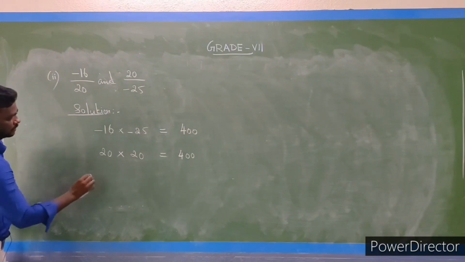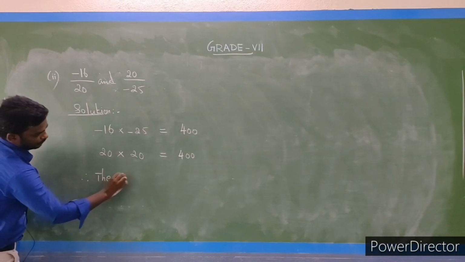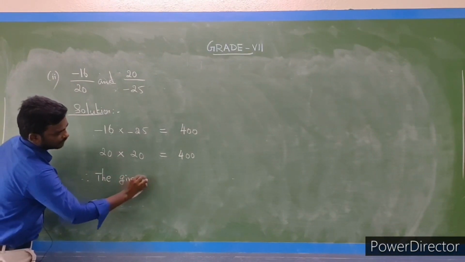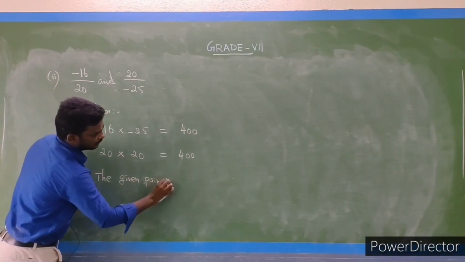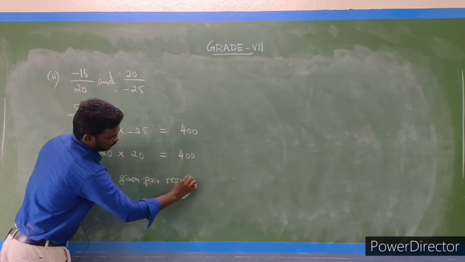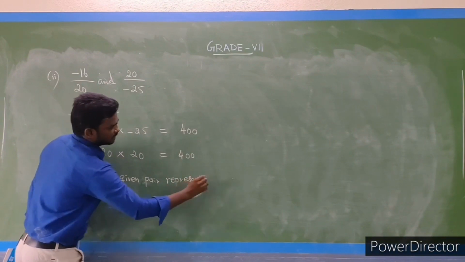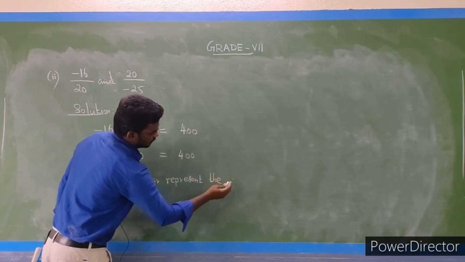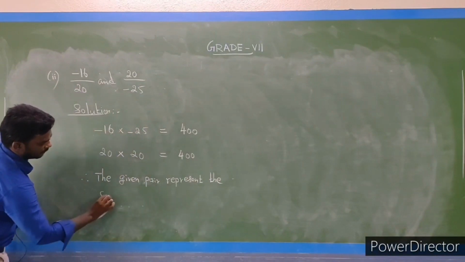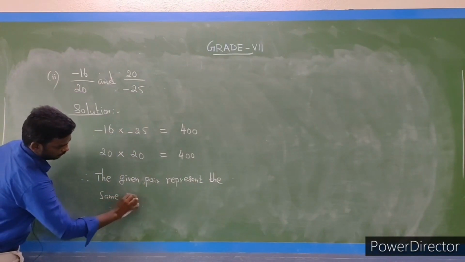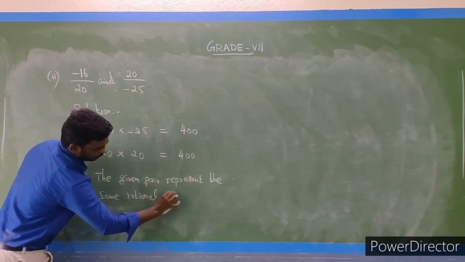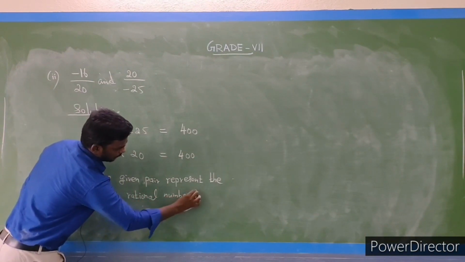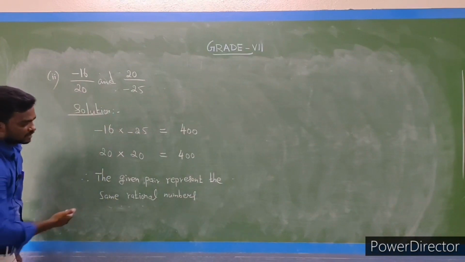Therefore, the given pair represents the same rational number.